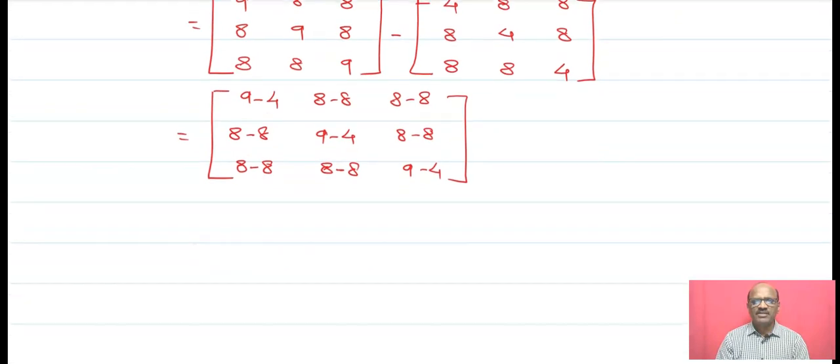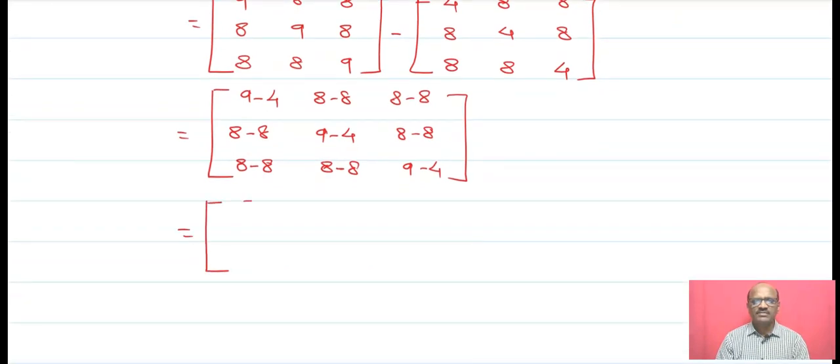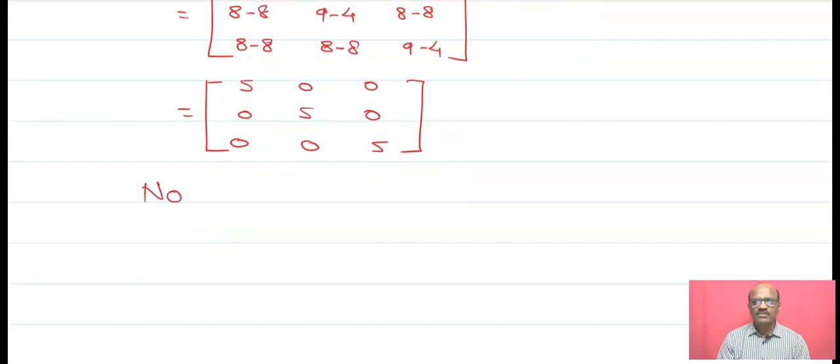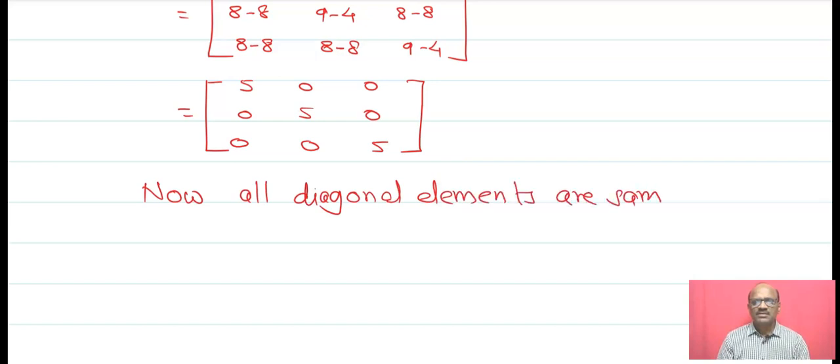Subtraction, corresponding elements, then you will get 5, 0, 0, 0, 5, 0, and last is 0, 0, 5. This is the scalar matrix. All the diagonal elements are same. Therefore, it is a scalar matrix.